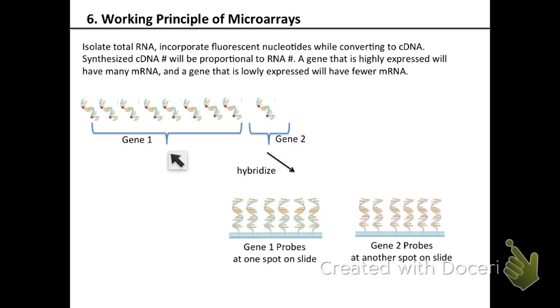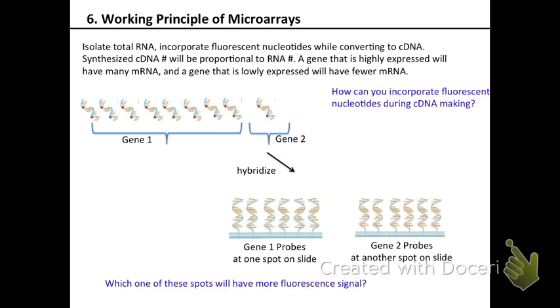So in this toy example where I'm looking at only 2 genes, gene 1 is expressed a lot, gene 2 is expressed at low levels. You hybridize it to the glass slides. All the gene 1 probes at one spot on the slide is going to have some signal, and all the gene 2 probes that are spotted on the other spot in the slide is going to have fluorescence signal. So which one of these spots will have more fluorescence signal? This spot here, gene 1 probes or gene 2 probes?